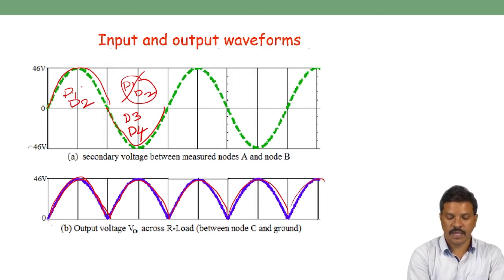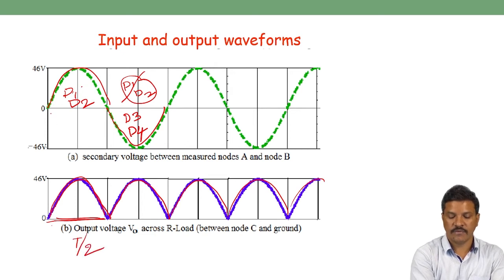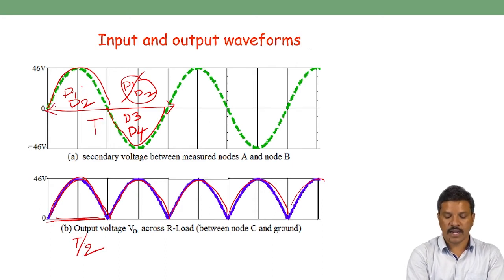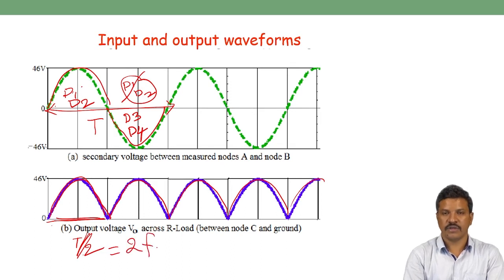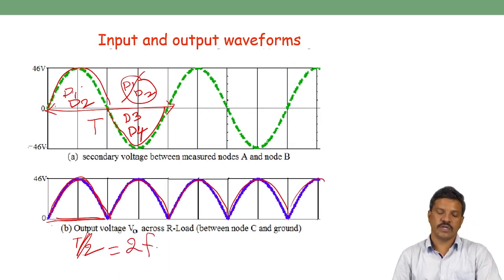So what will be the time period for this full wave rectifier? It is T by 2 only. Because the fundamental time period for the AC input signal is capital T, the output time period is T by 2, and automatically the frequency is doubled. So the frequency of the bridge rectifier output is also 2 into F.